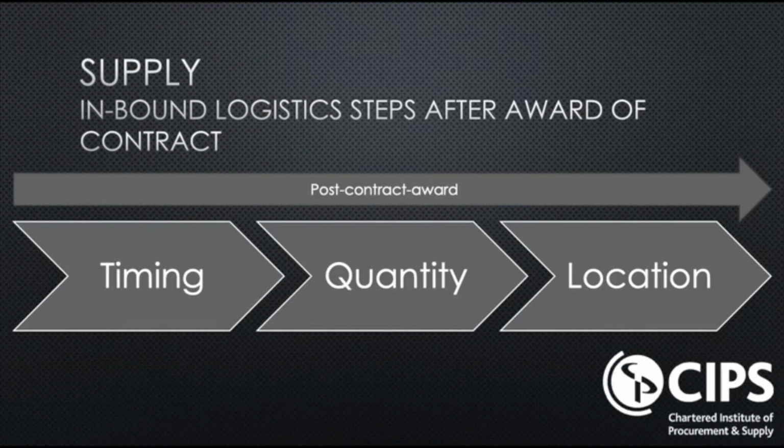Now let's look at the word supply. Supply is the process of inbound logistics in the procurement process, also happens after the award of contract. And supply is concerned with the timing, the quantity and the location of the goods and services that are being delivered. Supply can range from simple products that are delivered at regular periods throughout the year, all the way through to complex components for a major production.